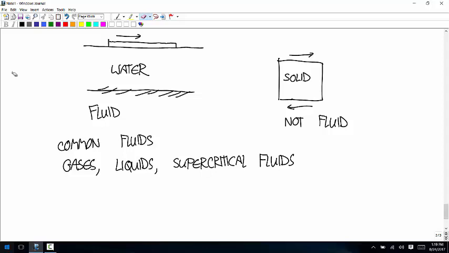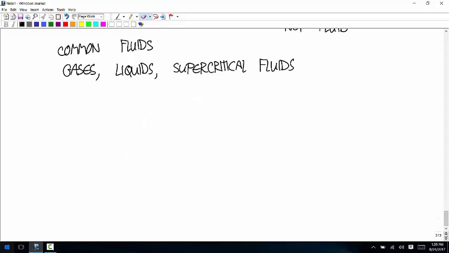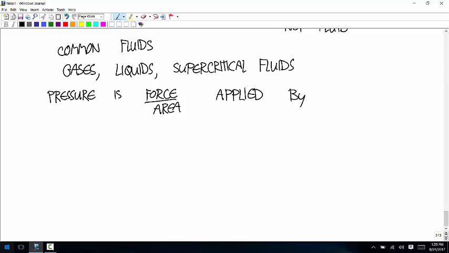Oh, I have to say what pressure is. So pressure is a force per area applied by the fluid perpendicular to the fluid boundary.